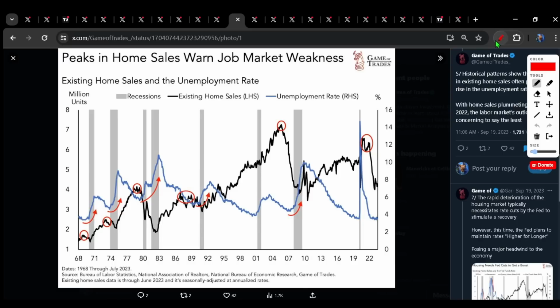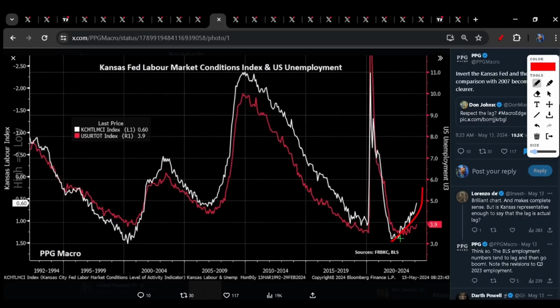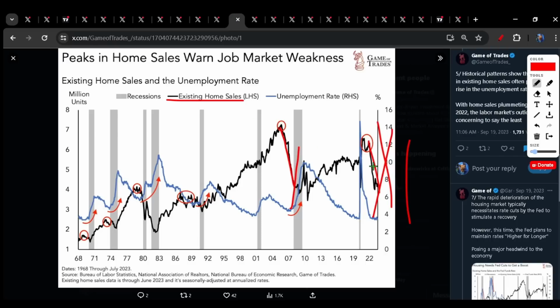So it is important to point out here that we have existing home sales in black. Okay, this tends to fall off a cliff around 12 to 18 months before we see spikes in unemployment that are synonymous with recessionary periods. So the current spike in unemployment that we are seeing is actually right on schedule pertaining to the existing home sales which lead that spike in unemployment.